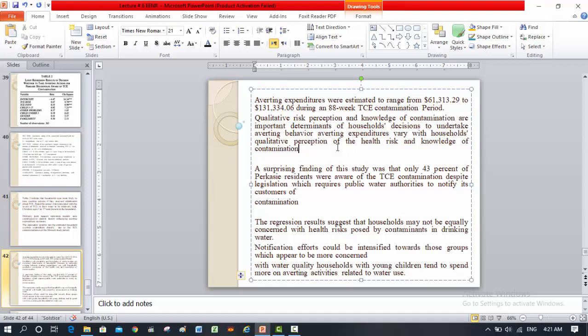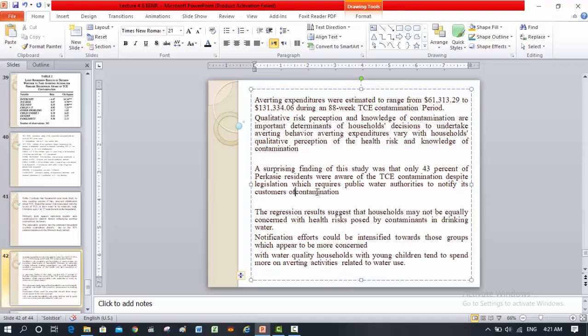A surprising effect of this study was that only 43% of the Parkersburg residents were aware of the TCE contamination, despite legislation which requires public authorities to identify the customers of the contamination. In a country like the United States of America, only 43% of the residents were aware of the TCE. They were informed again and again through notices by the concerned public water authorities. The results suggest that households may not be equally concerned with health risks posed by contamination in drinking water. Notification efforts should be intensified toward those groups which appear to be more concerned with water quality.